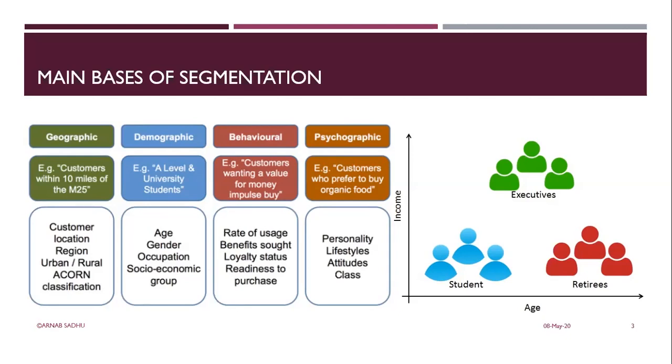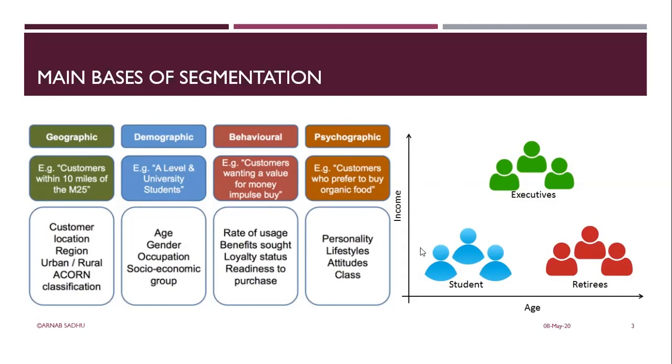It can be behavioral, that is, rate of usage. Can we bring more offers to bring more customers, or customers wanting value for money, or impulse buy, or readiness to purchase, etc. It can be psychographic, like a customer who prefers to buy organic food. It can be related to some lifestyle, attitude, class, personality, etc. So these are the four main bases for segmentation.